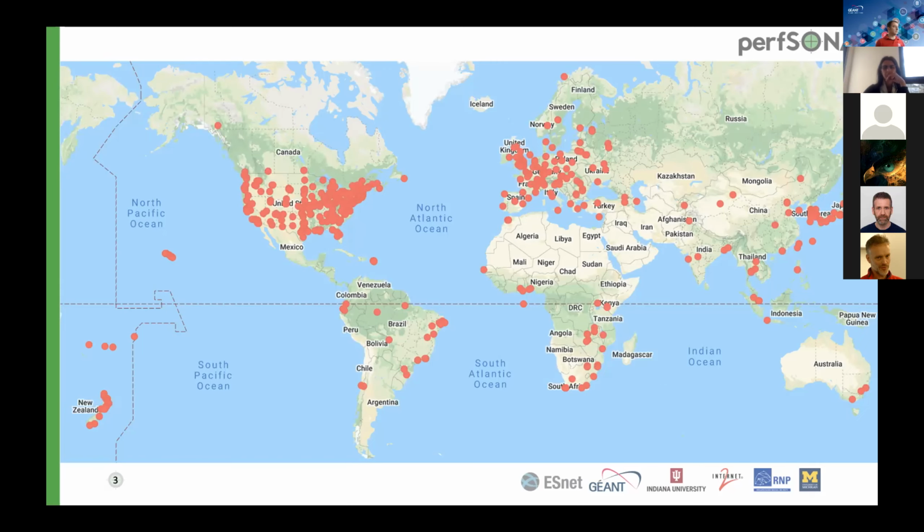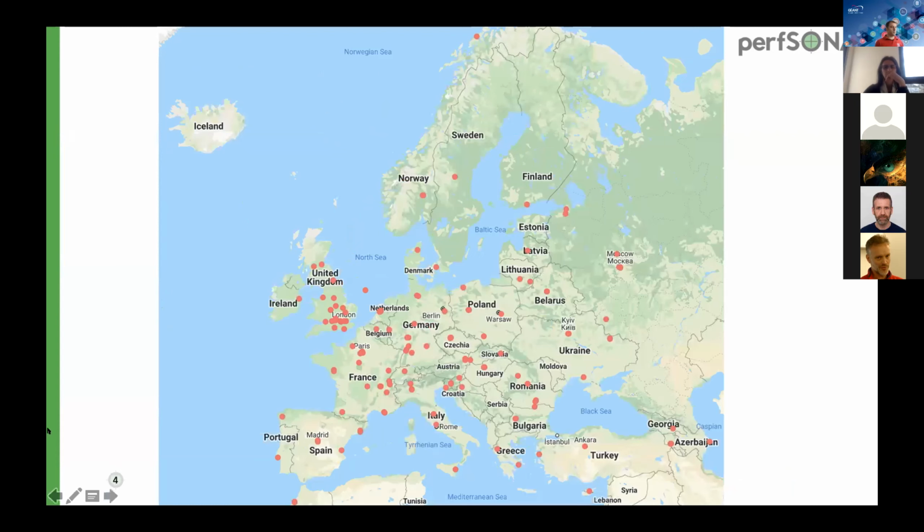And we can have a closer look at the deployments in Europe, and we can see that now with these 2,000 deployments, I think that's about a quarter of that's in Europe. It's geographically well dispersed and in nearly all the countries around Europe, and also more countries around the world as well.